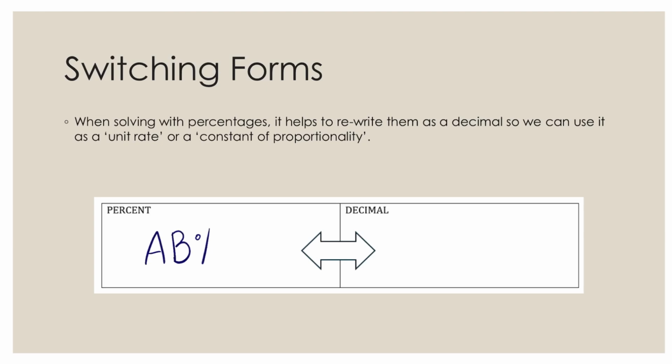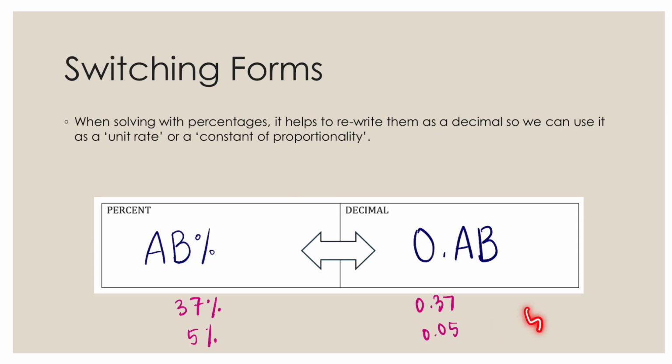AB%. In a decimal, it would be 0.AB, for example. So if I had 37%, it would be 0.37. Or if I had 5%, it would be 0.05. Be careful about those single digits because it's really tempting to just write 0.5, but that would actually be 50%. When you have a single digit, what I always like to do is I'll put the decimal here and then you just go whoop, whoop.